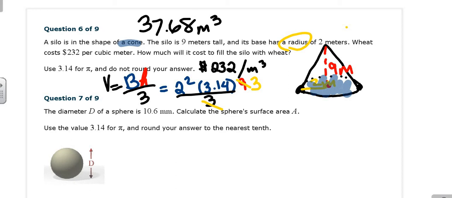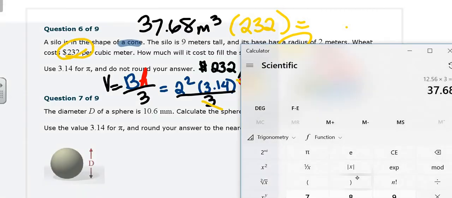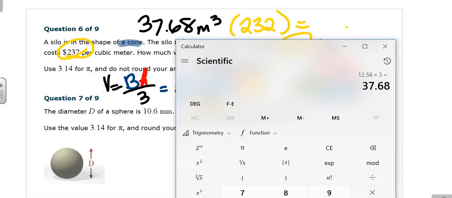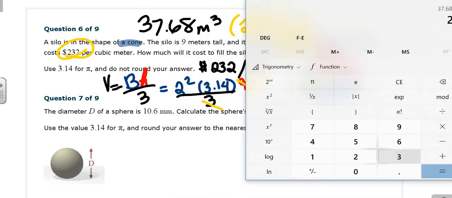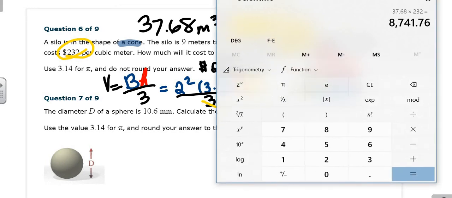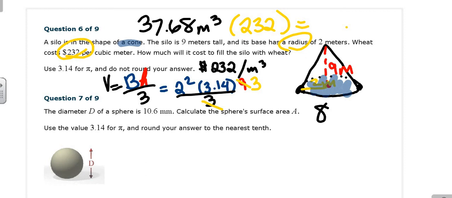So for every, do not round your answer, for every meter cubed, we're spending that amount of money. We're going to be spending $8,741.76 to fill that silo.